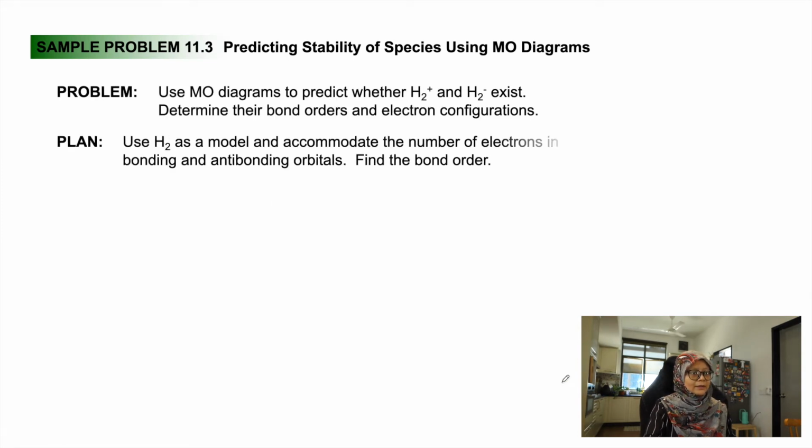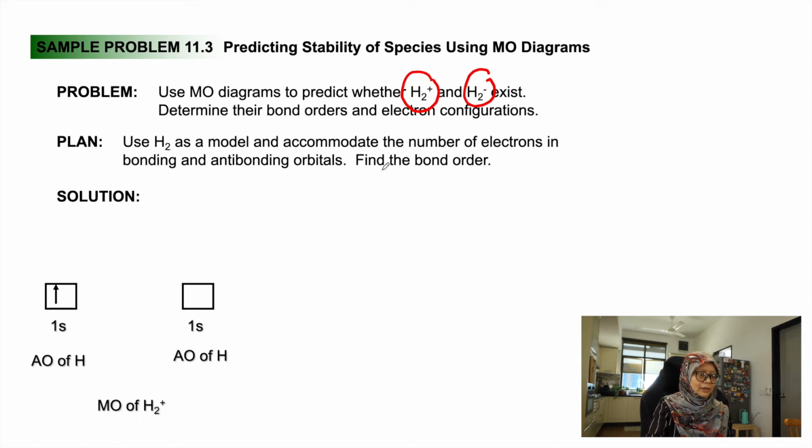Other than that, this is a sample problem. You need to draw the molecular orbital diagrams for H2 plus and also H2 minus, and then determine their bond order. So for the solution, you need to draw the molecular orbital diagram first. This is for H2 plus.